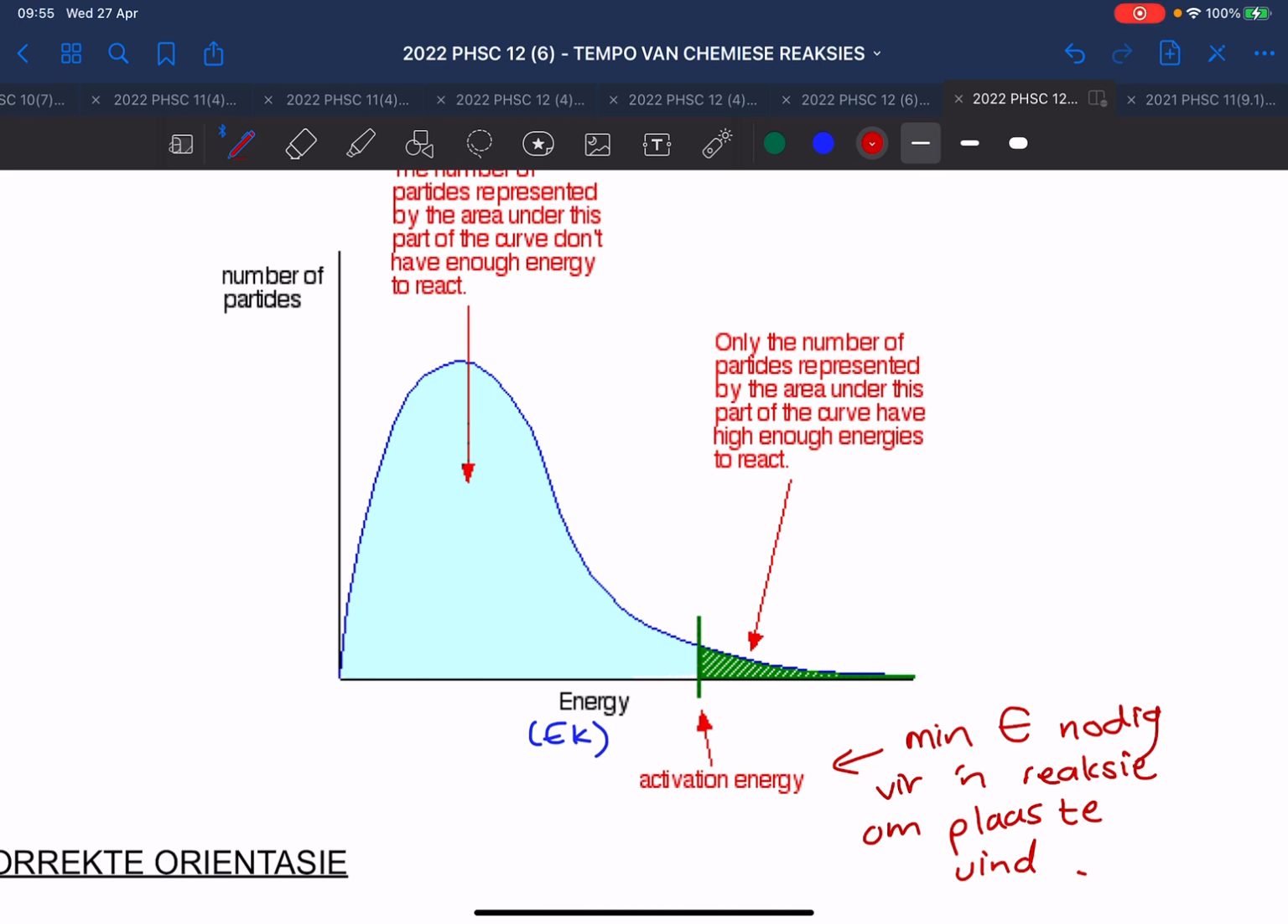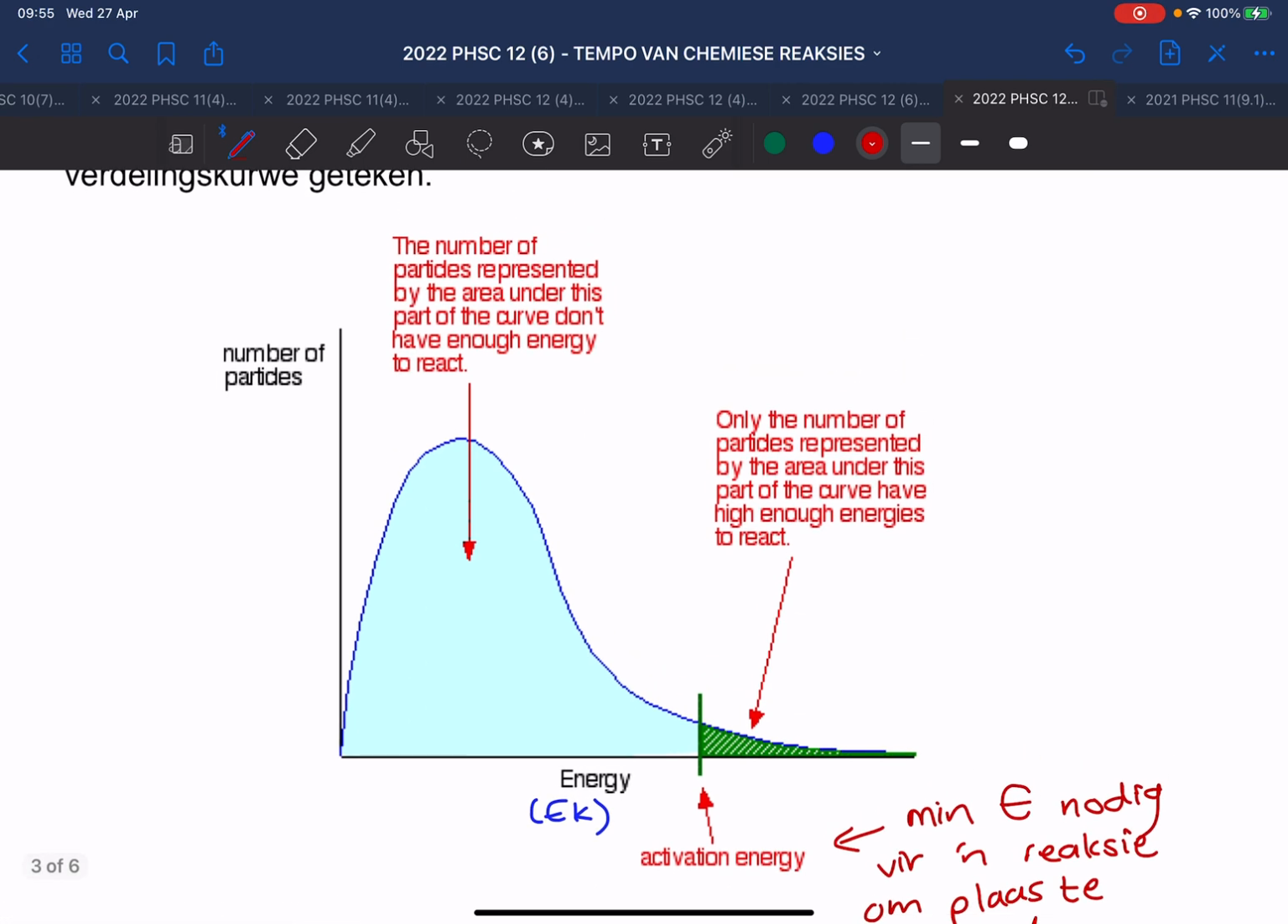Okay. So the Maxwell-Boltzmann curve shows you how many particles do not have sufficient, genoegsame, kinetic energy, and how many do have sufficient kinetic energy. Okay, right. So dit is wat op bo verduidelik word. This is the number of particles that don't have enough energy. And this is the number of particles that have high enough energy.